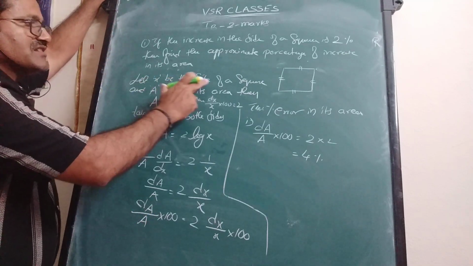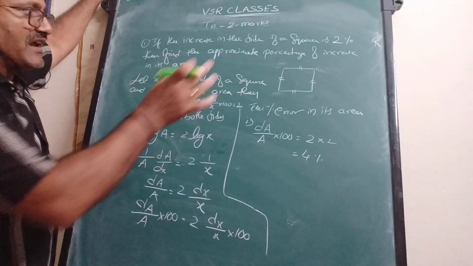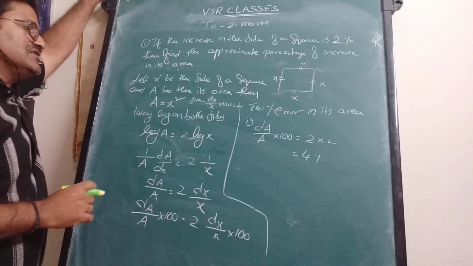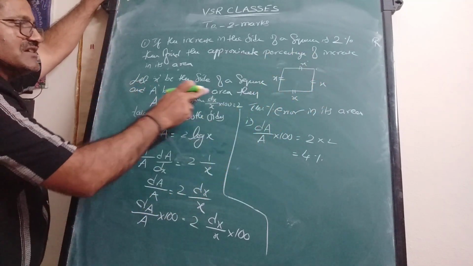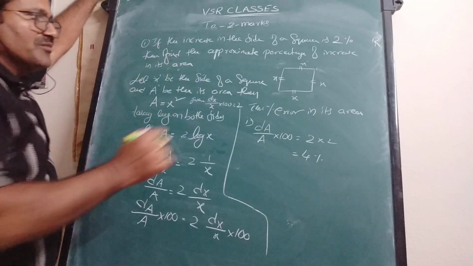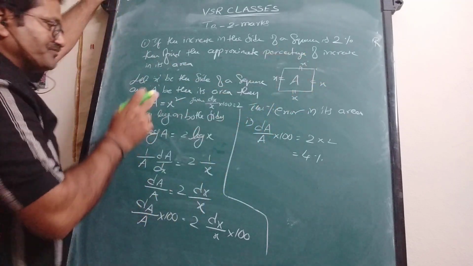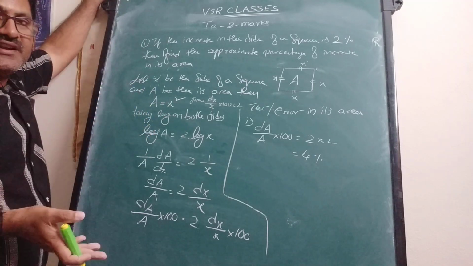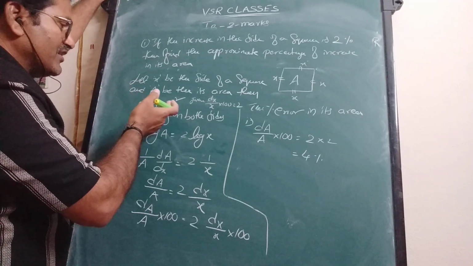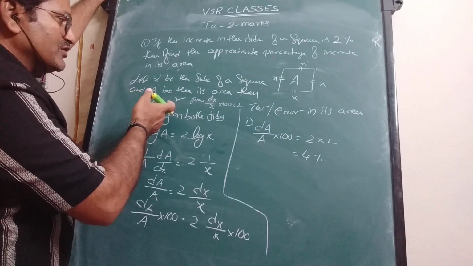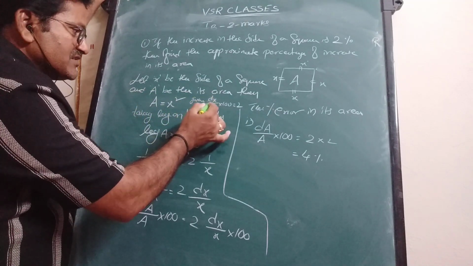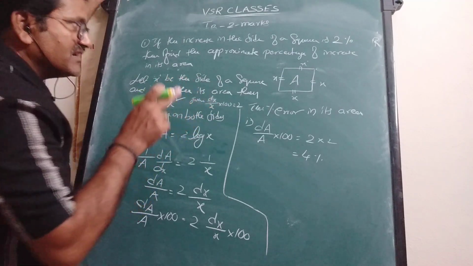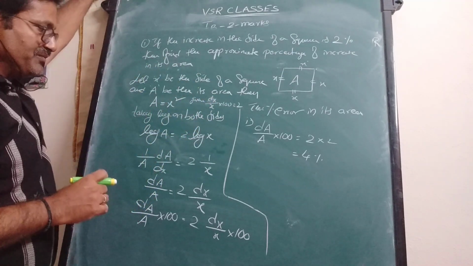Let x be the side of a square. This is x, x, x, x. All sides are equal in a square. And capital A be the area of the square, and A is equal to x square, side into side. We know that the area of the square is A is equal to x square. Given dx by x into 100 is equal to 2%. This percentage error is nothing but 2.